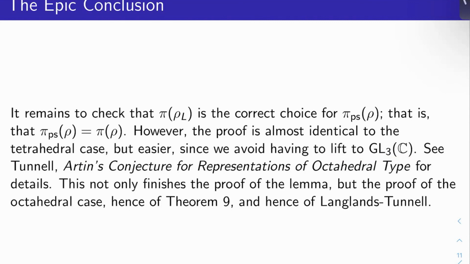That said, if you still want to see the details, check Tunnell, Artin's conjecture for representations of octahedral type, for the details. This finishes the proof of the lemma, hence the proof of the octahedral case, hence the proof of Theorem 9, hence the proof of Langlands-Tunnell. So we are done with this chapter. Langlands-Tunnell is proven if you believe incredibly deep results, like a bunch of these Langlands specific cases and instances of Langlands functoriality, and in particular, also if you believe the trace formula.